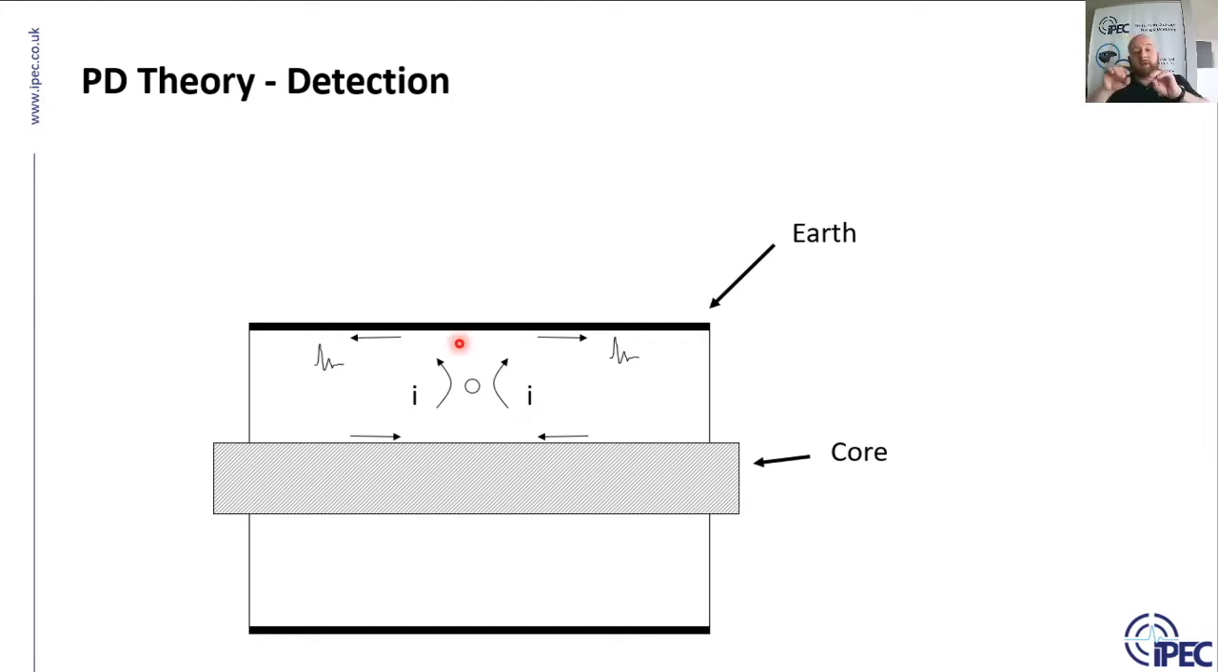Those signals are traveling along the surface. They are trapped inside. They're high frequency signals. They're trapped inside the cable because the cable acts as a Faraday cage, so the signal cannot escape.